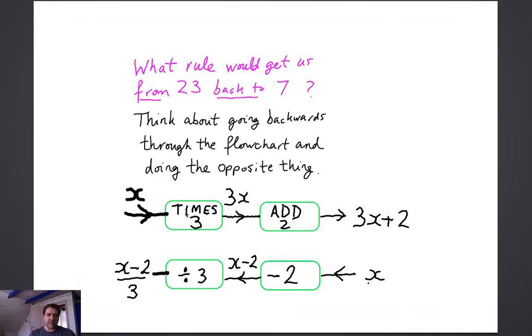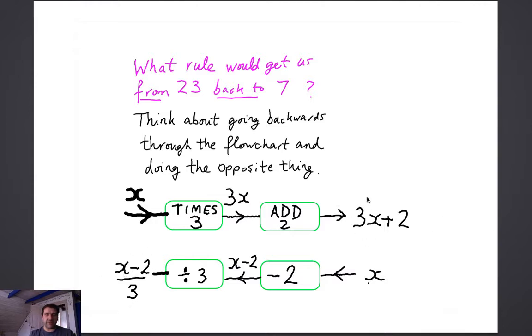So instead of going times 3 add 2, I'm going to go the other way and try and do the reverse thing. So I'm starting at this end. The opposite of add 2 would be take away 2, minus 2. And then the opposite of times 3 would be divide by 3. So if I put x in the other end on the right of my reverse machine, I do minus 2 and I get x minus 2. And then I divide that by 3 and I get x minus 2 over 3.